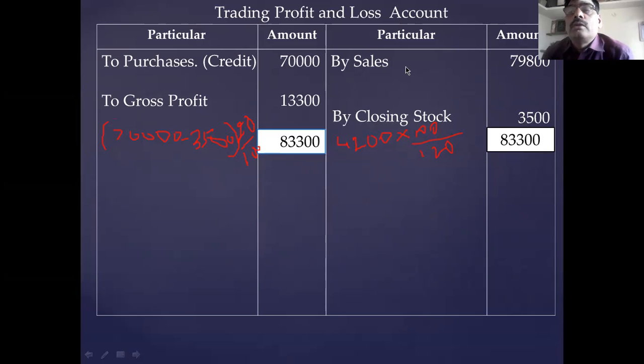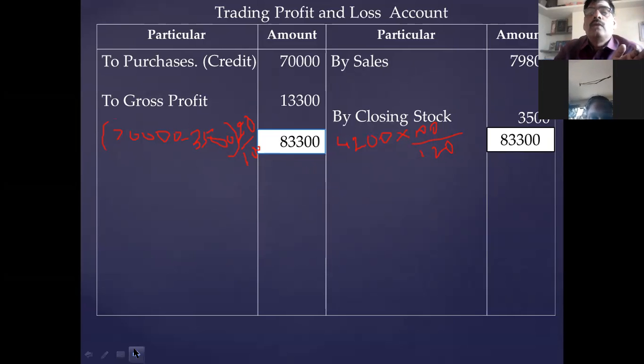Then you will calculate the drawing. In this way you can go. Otherwise, you follow the previous method. I explained both the ways to you people, whichever is easy for you, you follow. This is the trading account. Okay. Next, I'll go to the P&L account.